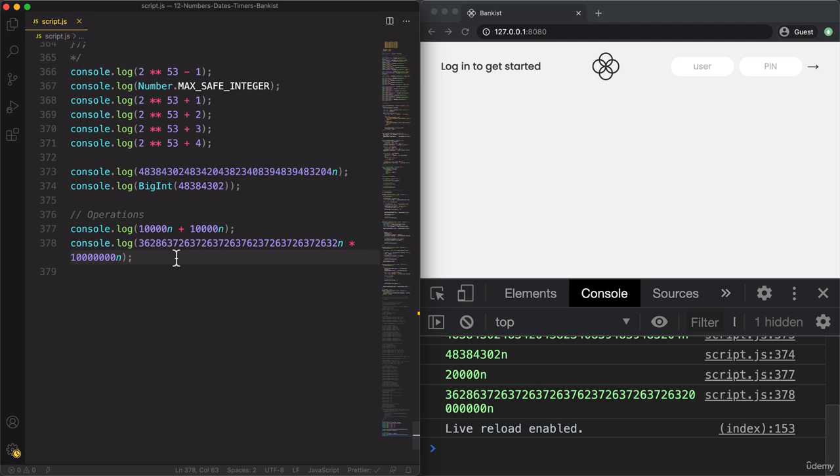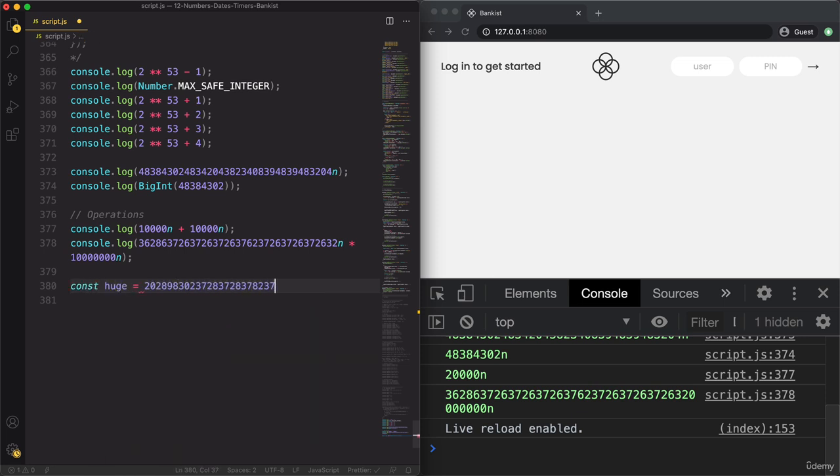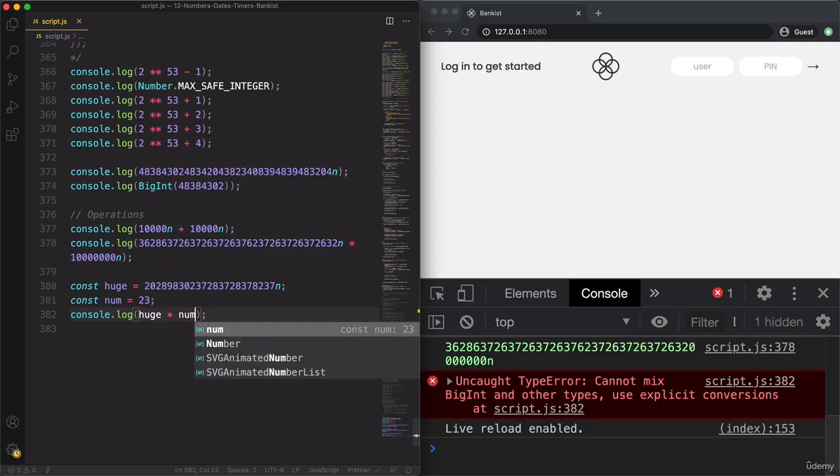Now, what is not possible is to mix BigInts with regular numbers. So let's say we have huge, some random number like this, and then we have a regular number, which is just 23. And if I wanted to multiply them, so huge times num, then we would get this error: Cannot mix BigInt and other types.